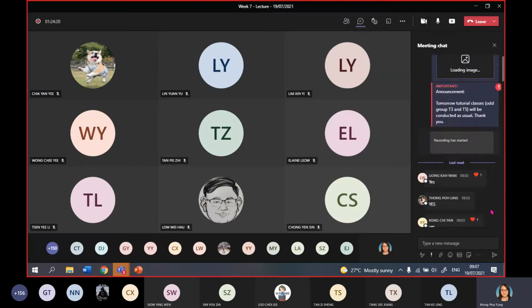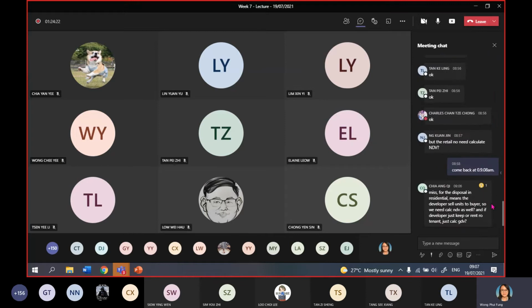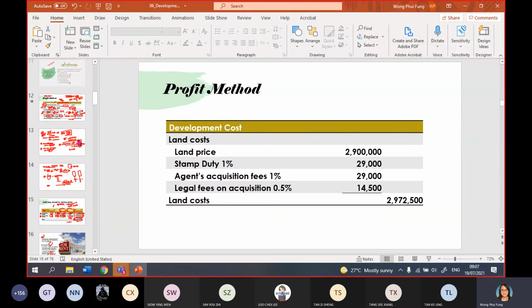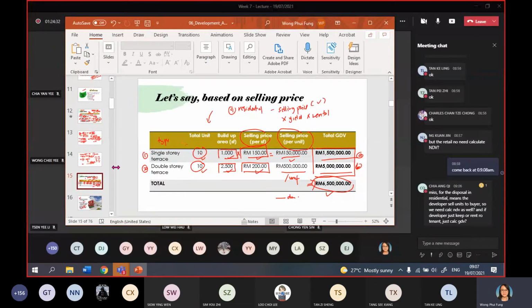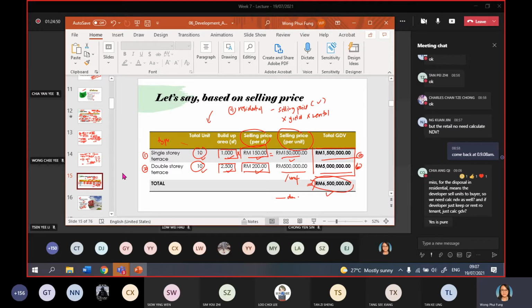All right, I have a question from NG. NG asks about residential. NG, is your proposed development pure residential or mixed use residential? Okay, it's pure.